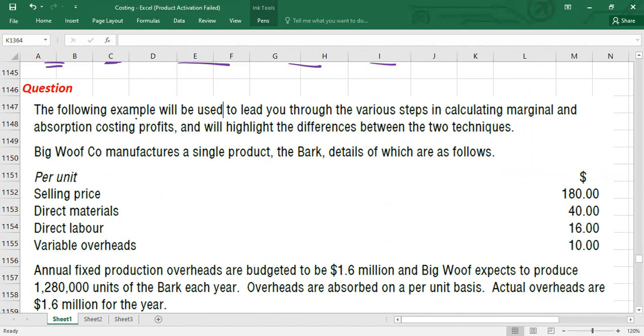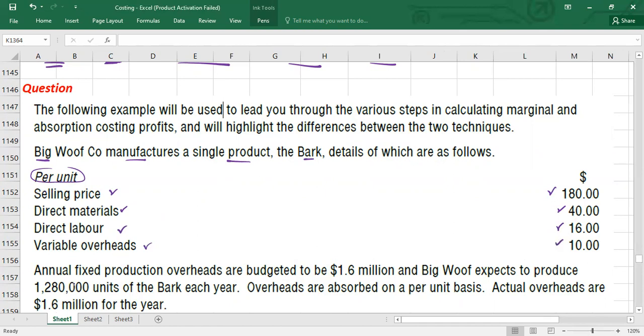So here we have the following example to understand this. Big Wolf company manufactures a single product, the bark, details of which are as follows. We have here per unit data. Selling price per unit is $180. Direct material cost per unit is $40. Direct labor cost is $16. Variable overhead is $10.